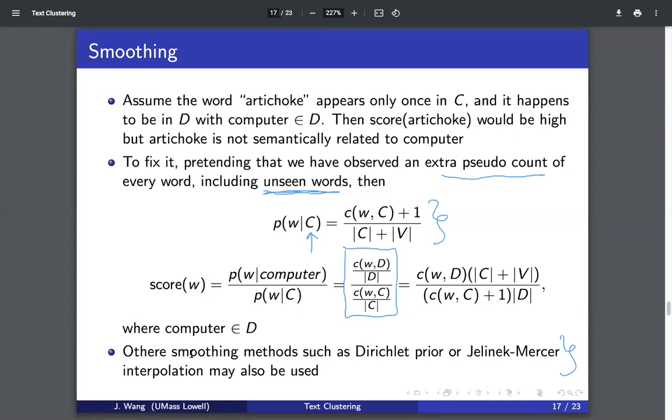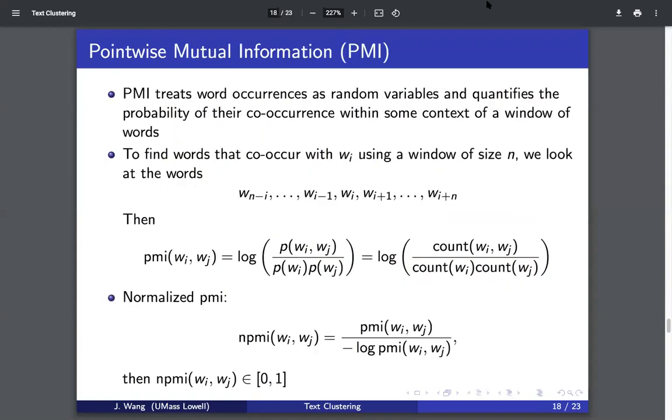So this is an approach for when you use a language model to figure out its probability or scoring. So now we are going to look at another measure, which is called pointwise mutual information, or PMI. PMI treats word occurrences as random variables and quantifies the probability of their co-occurrence within some context, a window of words.